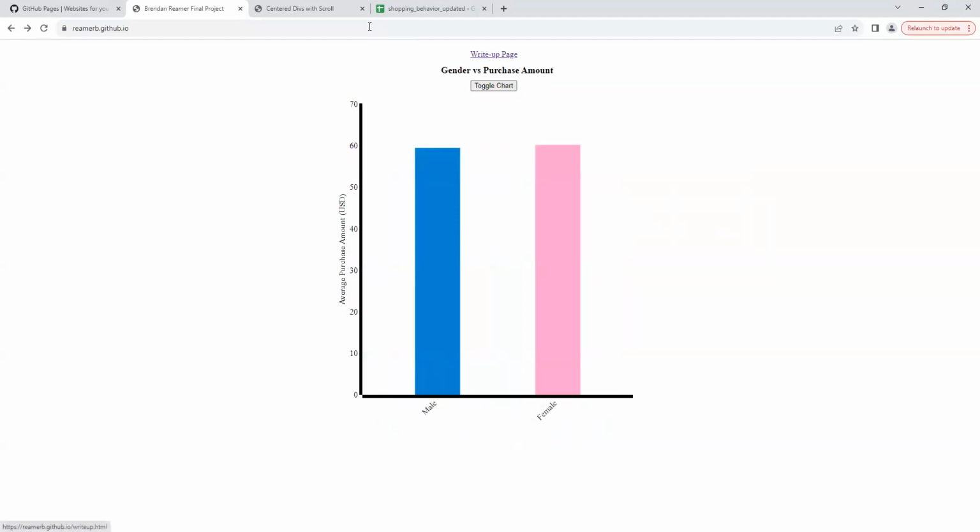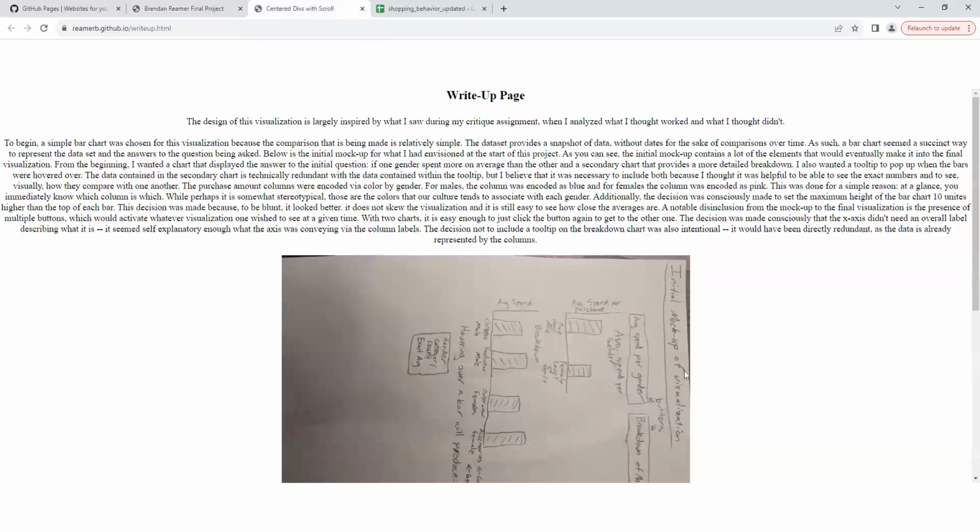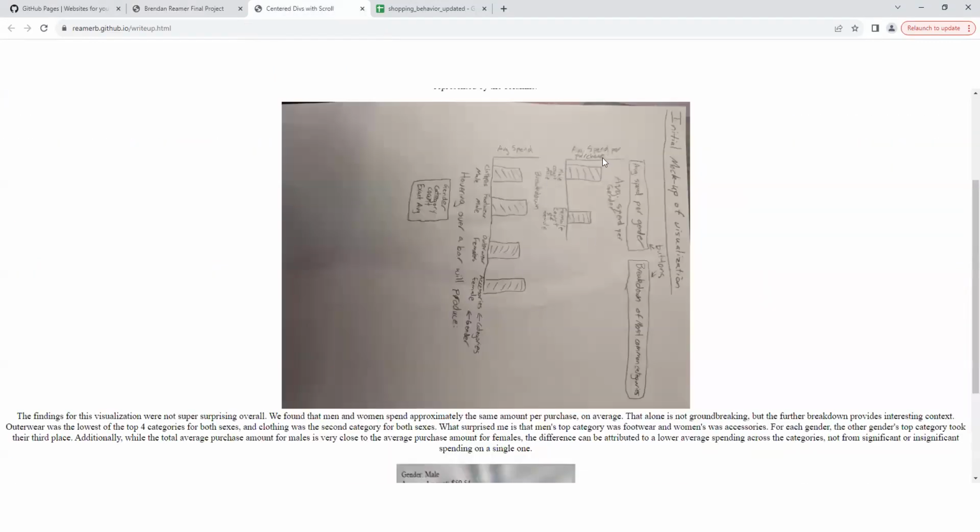If we go over to my write-up page real quick, which I have open right over here, you can see immediately that not a lot changed from the initial mock-up of my visualization to the final implementation. I have my average spending per gender chart. I have my average spending per category per gender breakdown. And then I have my tooltip that shows up when you hover over it.